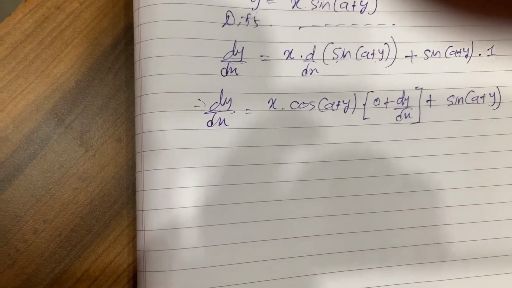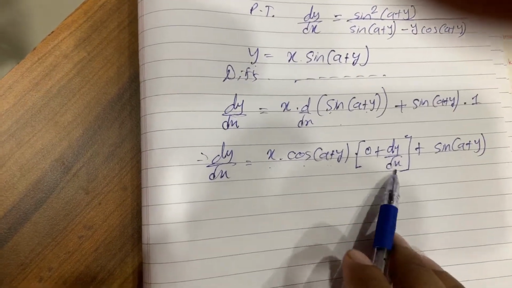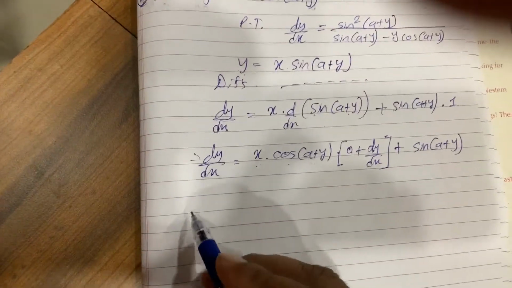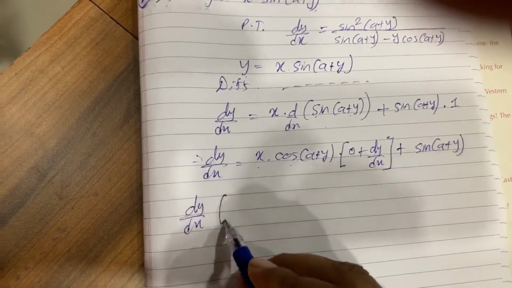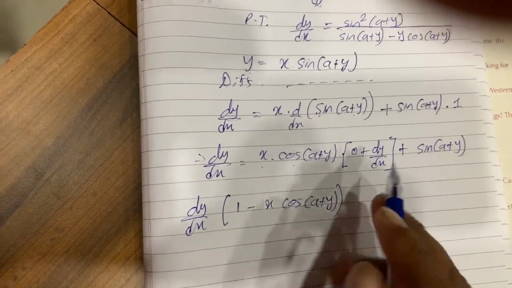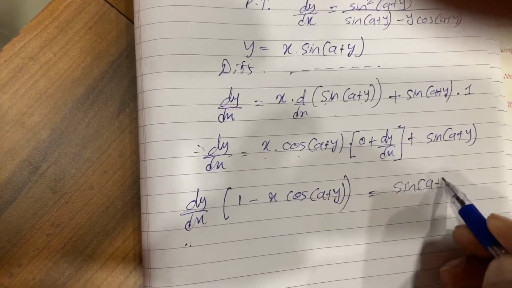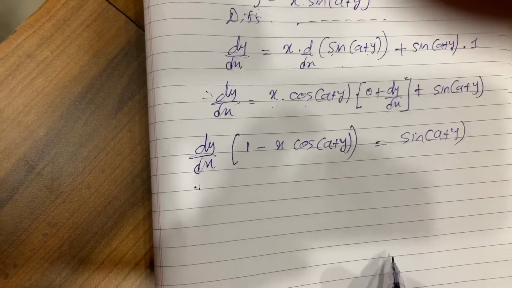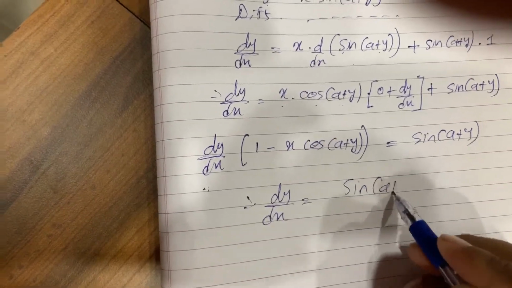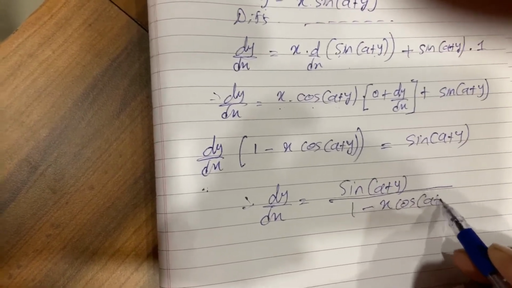So now what we should be doing here is very simple. Bring this term, which is x cos of a plus y times dy by dx, on one side. Correct? That's the objective, because our objective is to find dy by dx. So if I bring that on the other side, I'll get dy by dx times 1 minus x cos of a plus y. I brought this term on the other side and taken dy by dx common, is equal to simply sine of a plus y. So what you will get, your dy by dx is going to be sine of a plus y over 1 minus x cos of a plus y.